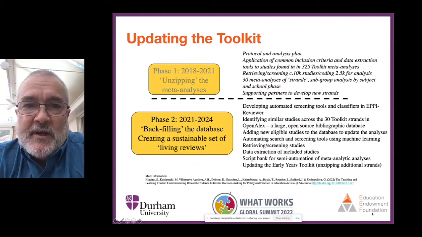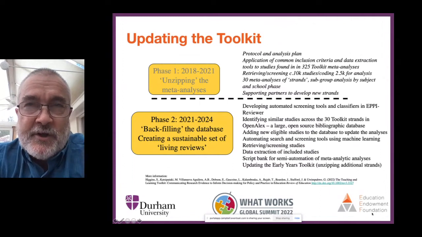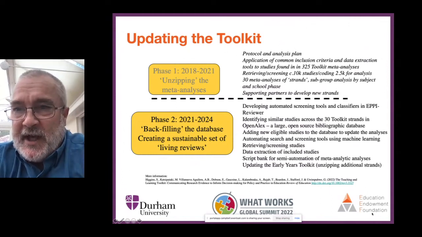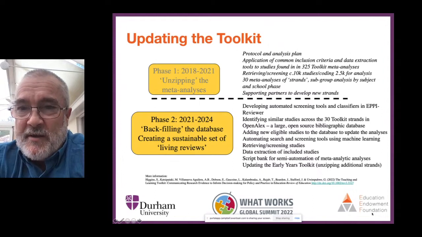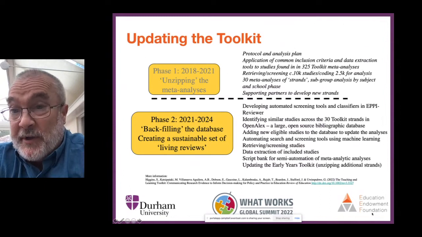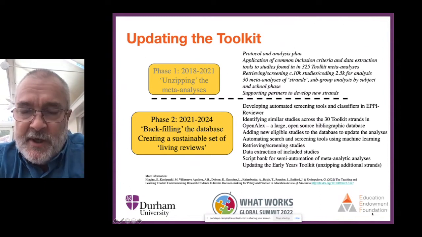That, of course, phase one, is now complete. The current version of the toolkit on the website reflects that version. That has its own limitations in that the coverage of the underpinning meta-analyses wasn't necessarily even. They were at different time points, and there are different numbers of meta-analyses in the different strands. But it gave us a good way to think about and start a database of studies by building on what other researchers had already found.